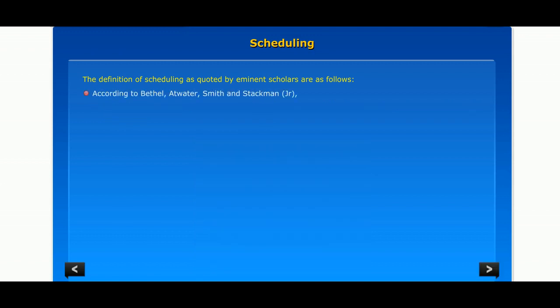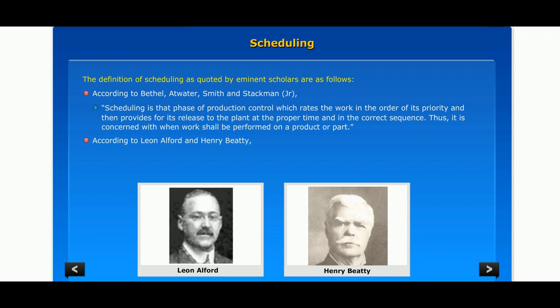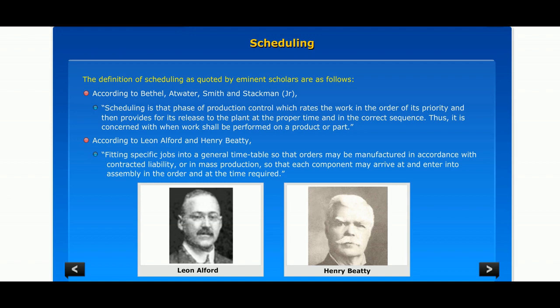According to Bethel, Atwater, Smith and Stackman Jr., scheduling is that phase of production control which rates the work in the order of its priority and then provides for its release to the plant at the proper time and in the correct sequence. Thus, it is concerned with when work shall be performed on a product or part. According to Leon Alford and Henry Betty, scheduling is fitting specific jobs into a general timetable so that orders may be manufactured in accordance with contracted liability or in mass production, so that each component may arrive at and enter into assembly in the order and at the time required.